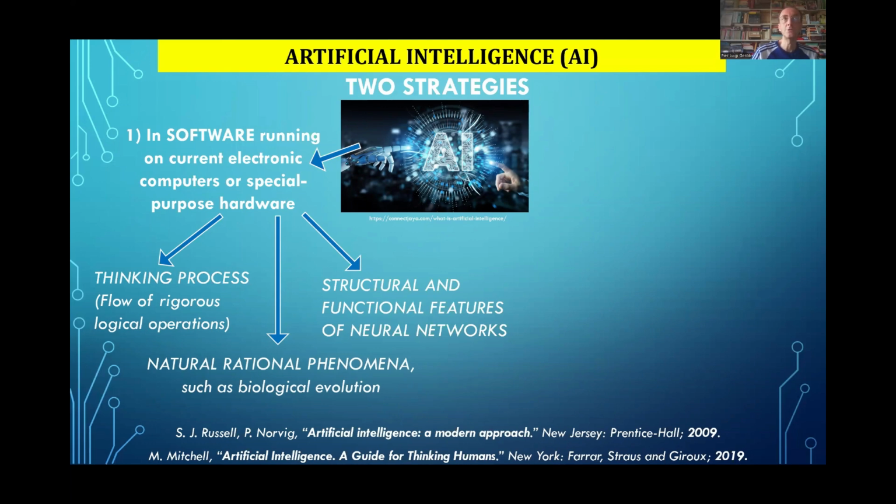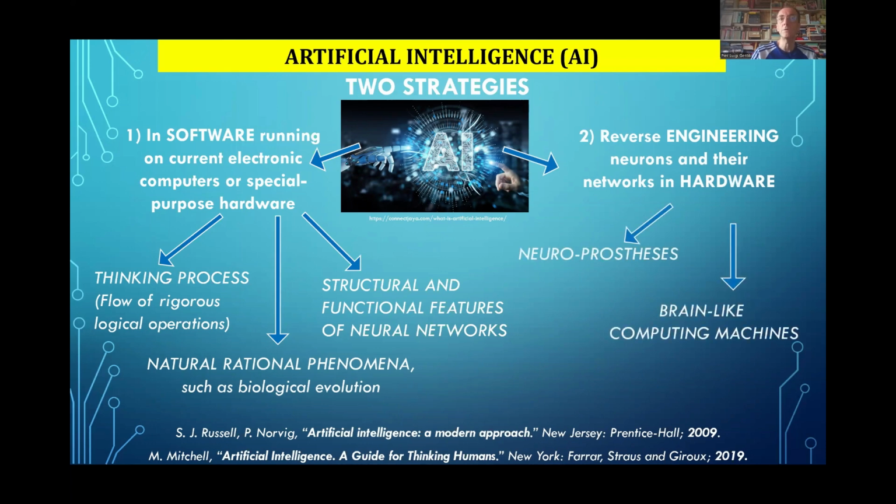Another traditional strategy to develop AI relies on reverse engineering neurons and their networks in hardware for neuroprosthesis or to design brain-like computing machines, revolutionizing the von Neumann architectures of current electronic computers.